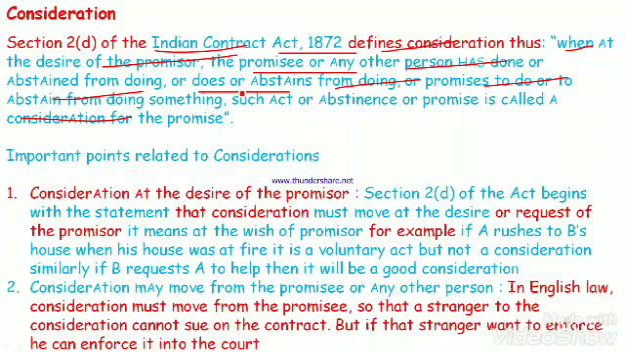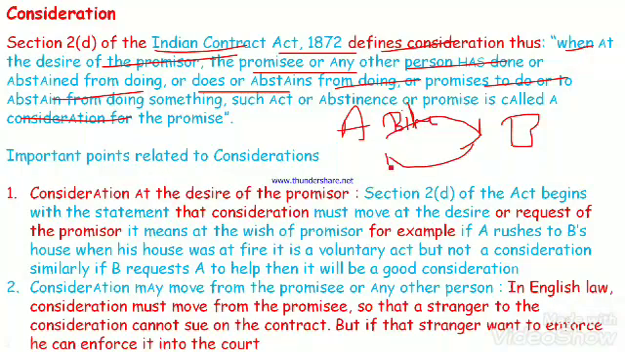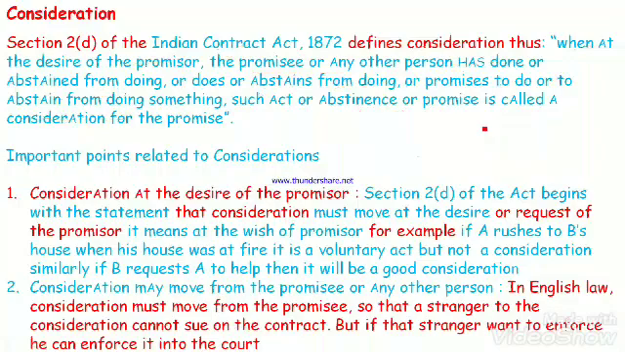Consideration basically means that in return, if I give you something, you will have to give me something, and I will give you something, meaning exchange. For example, there was Mr. A and Mr. B. A said that I will sell you my bike. In exchange, B said that I will pay you 5,000. So there is a consideration. A will receive 5,000 and B will receive the bike. So in exchange, in simple language, it is called consideration. At the desire of the promisor, the promisee or any person has done. Okay. Important points related to consideration: consideration at the desire of the promisor.